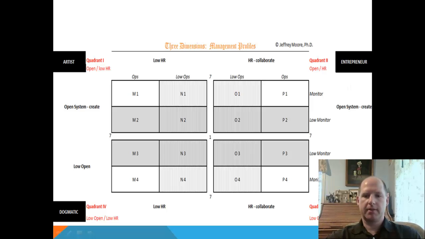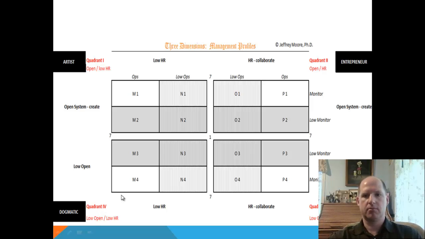And then you have quadrant 3, the coalitionist. So doesn't want to see change very much, but works well with people. So very good at developing coalitions or groups around different things, setting or keeping the status quo. And then finally the low open and the low HR, that's maybe a little bit more the dogmatic, or the person that's by themselves saying, well, I don't like change, don't want change. So some of these things are good.